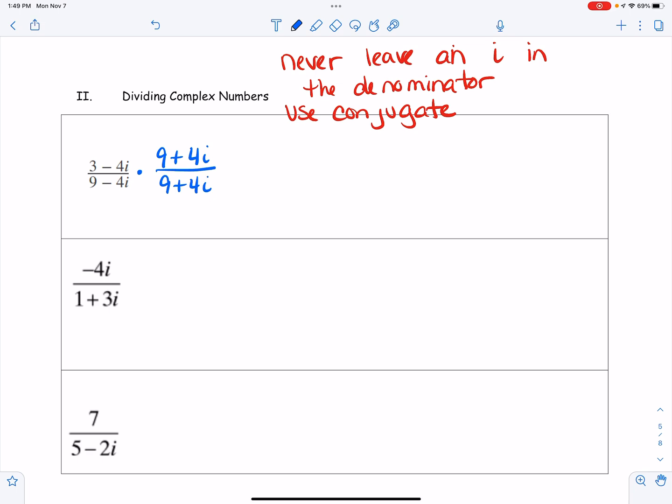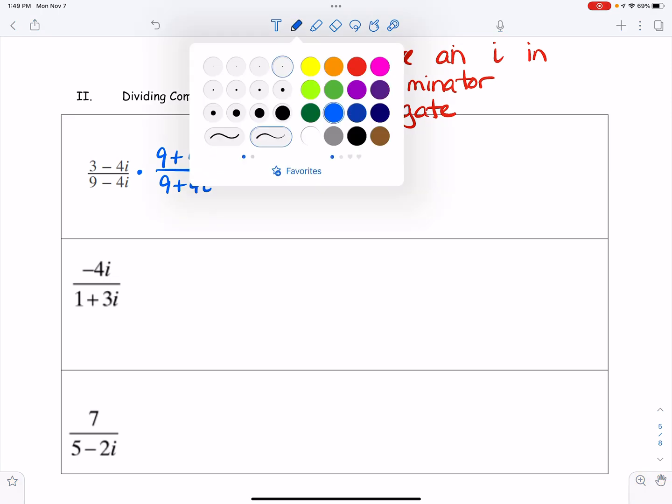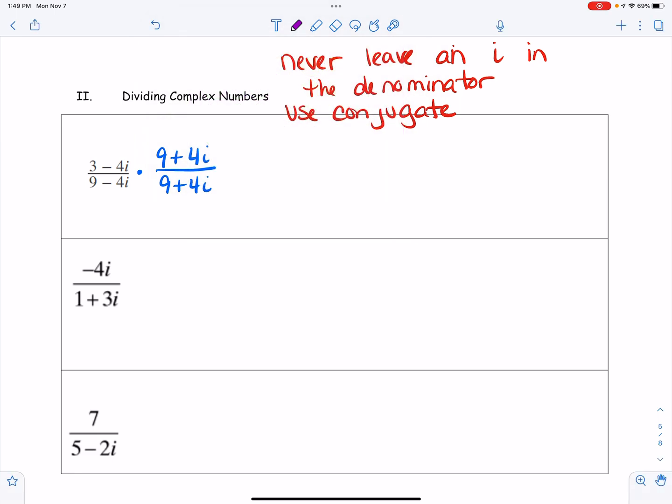And we're going to have to FOIL in the top, or distribute, depending on what we have in the original fraction. And in the bottom, we are just going to do the first and the last. So in this one, I am going to have to FOIL. So 3 times 9 is 27. The outer gives me 12i. The inner gives me negative 36i. And the last, be very careful, because i times i is going to give me that i squared, and negative 4 times positive 4 makes that negative 16i squared.